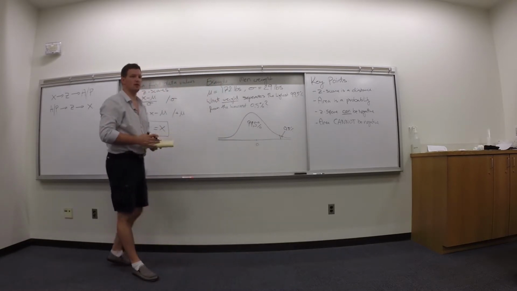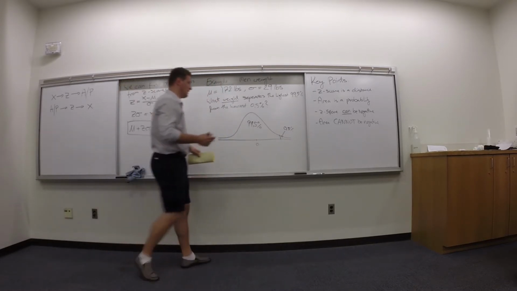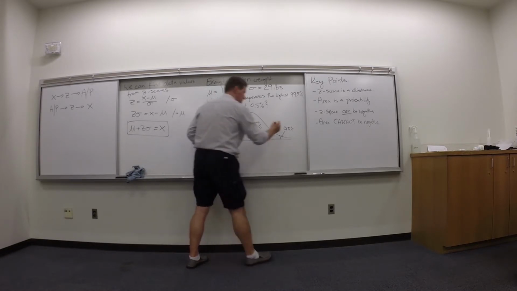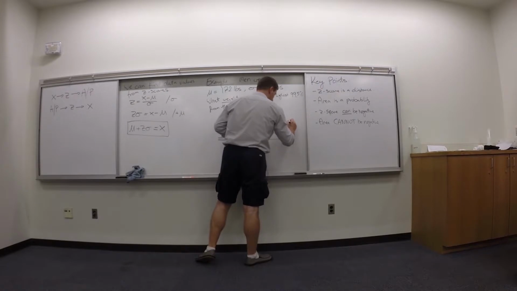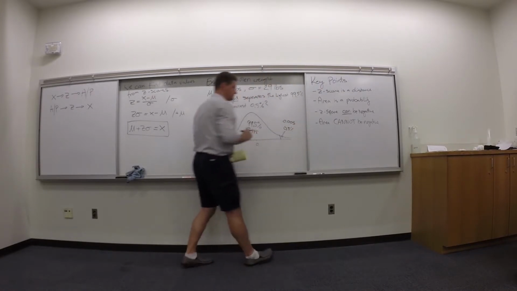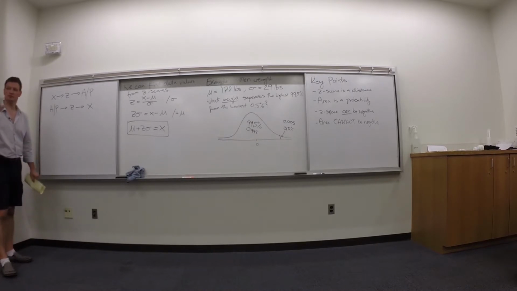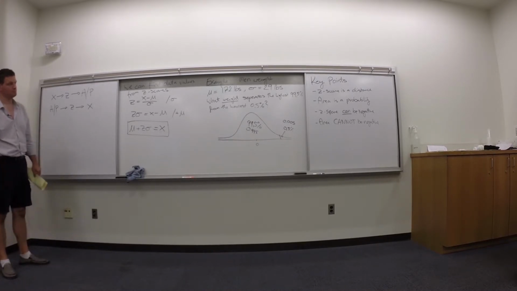the problem with percentages: our table doesn't have percentages. Our table has numbers. So this is 0.995 and this is 0.005. Right? You have to be very comfortable with percentages and decimal places. Okay. Cool.